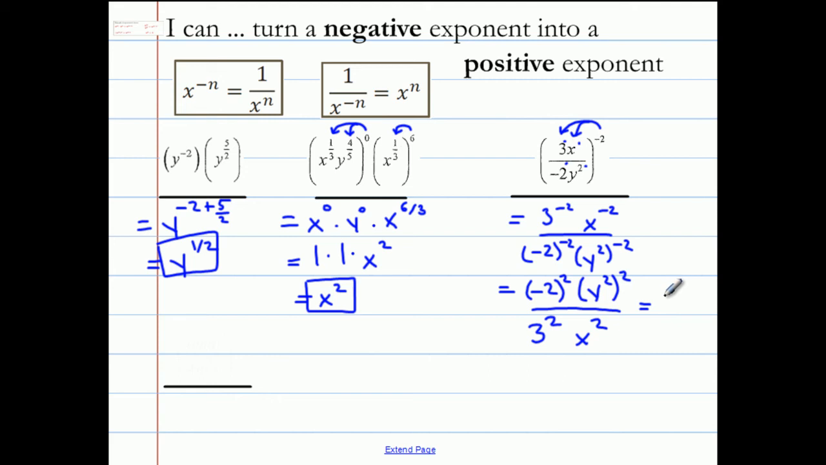So in the end we end up with, negative 2 squared is 4, y squared squared is y to the 4th, so 2 times 2 gives us 4. 3 squared is 9, and x squared stays the same.